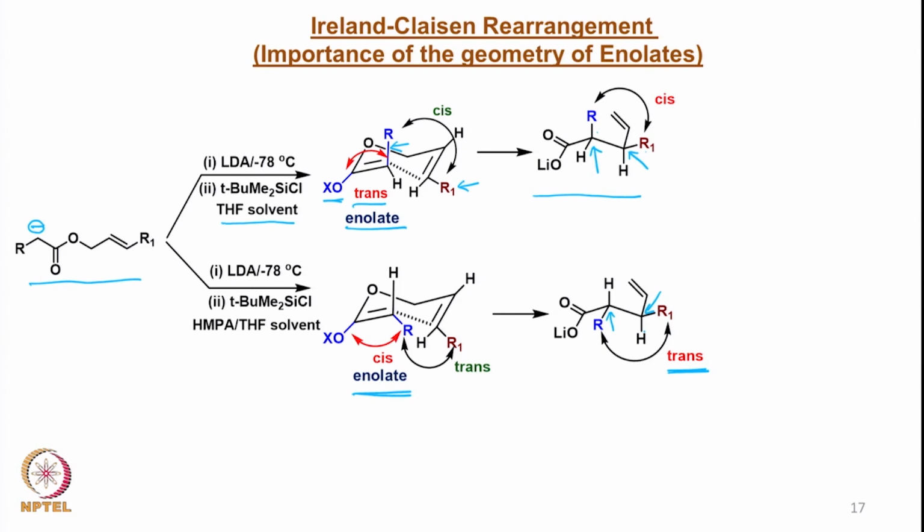Obviously in these cases we are talking about only achiral molecules, and therefore this product will be achiral anyway unless we use a chiral auxiliary.